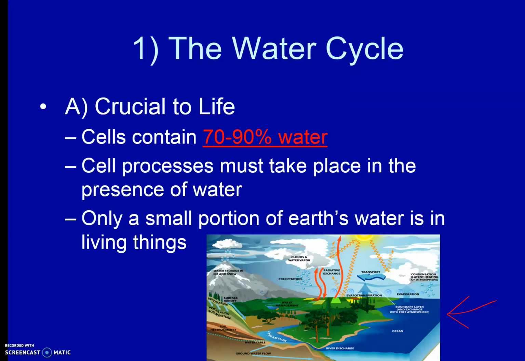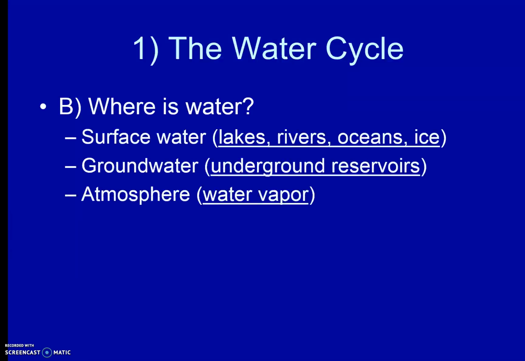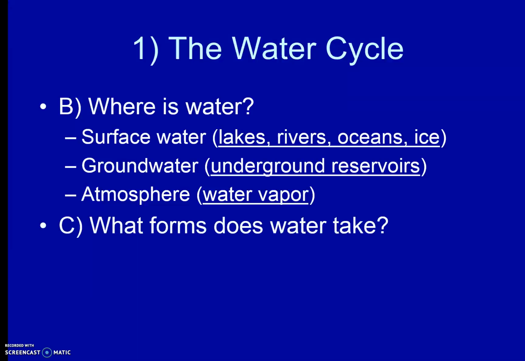However, even though cells are mostly made of water, there's really only a small portion of the Earth's water that is in living things. So where is it? It's exactly where you'd think it would be. There's 3 main places: surface water, including lakes, rivers, oceans, ice, the big bodies of water that we think of when we think of water. Groundwater in the underground reservoirs, and in the atmosphere in water vapor.